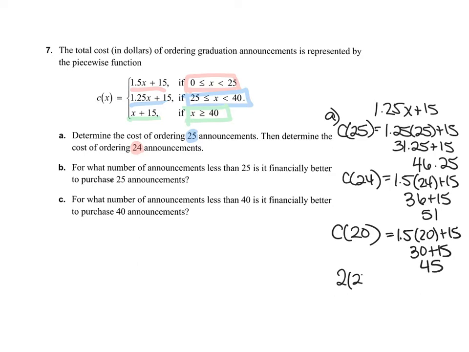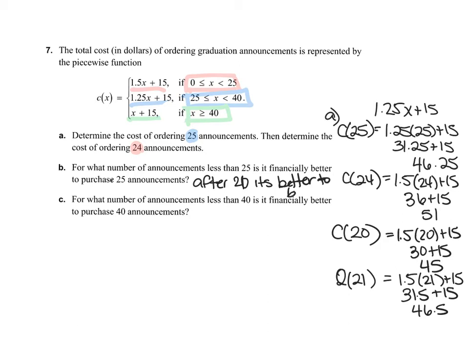Let's look at 21. C of 21. 1.5 times 21 plus 15. 1.5 times 21 is 31.5, plus 15, which is 46.5. So after 21, you might as well just buy 25. After 20 announcements, it's better to buy 25.